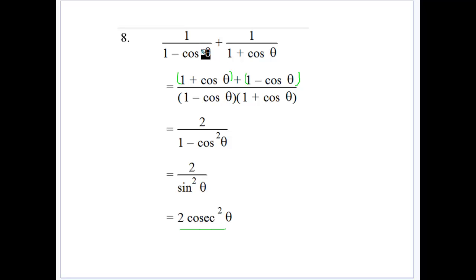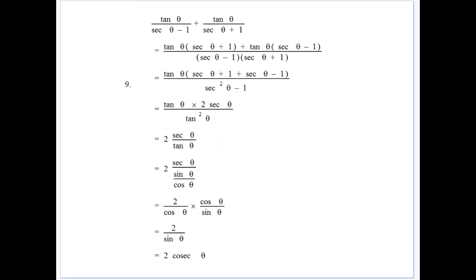But if you can't, then you've got to go back to what we know about fractions. And we know when we add two fractions, we've got to add a common denominator. So we have to go and do that. So that leads us to the next one, where we've got a bit more of a complex fraction.